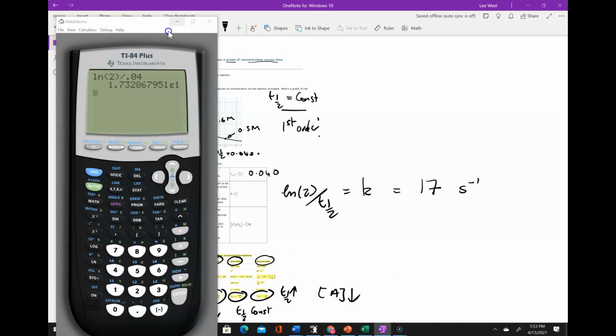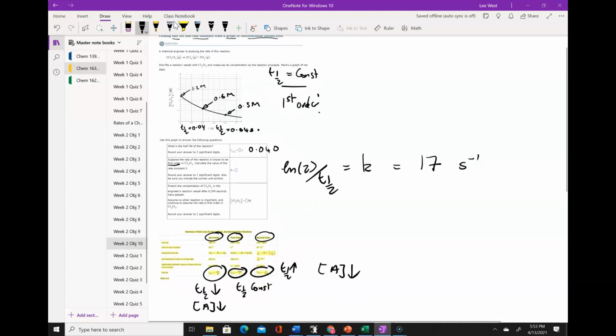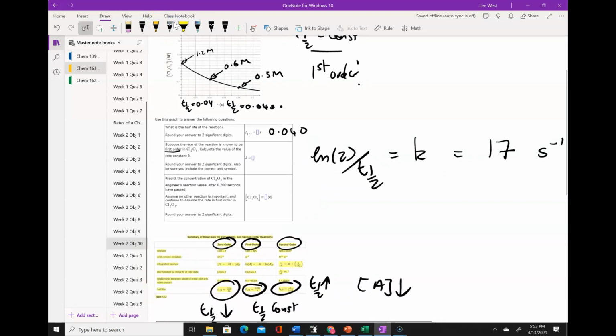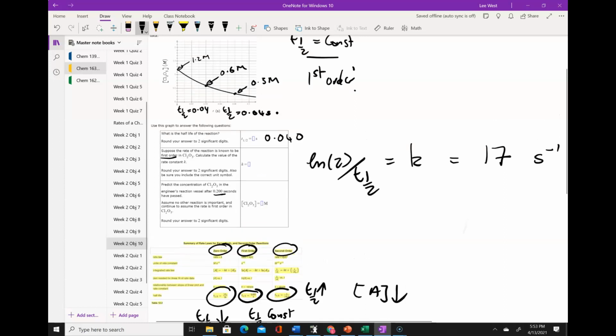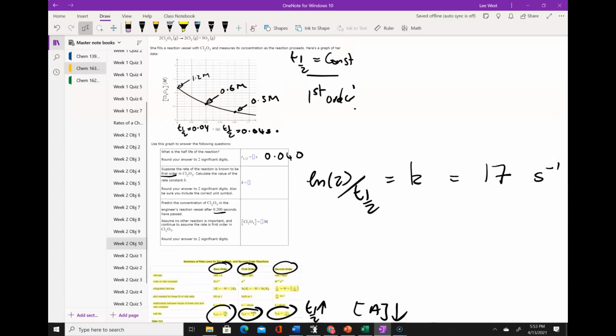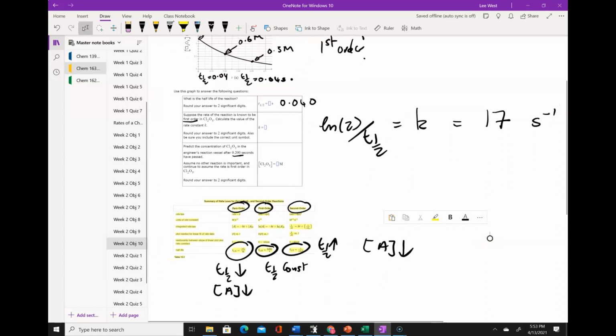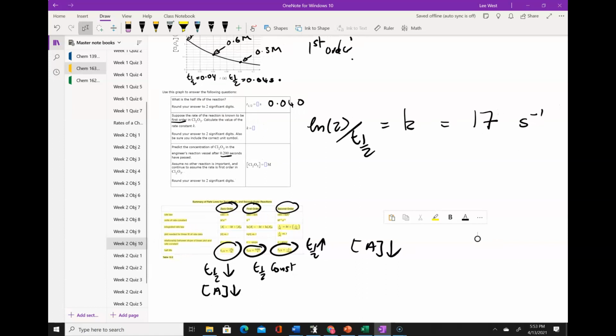Okay, all right, cool. And then finally, predict the concentration of the Cl2O5 after 0.2 seconds have passed. So we have the original amount, it was 1.2. There's a couple of ways of thinking about this. One way would be like, 0.2 is like how many half-lives, and you could halve it that many times. But that would be a foolish way of doing it.